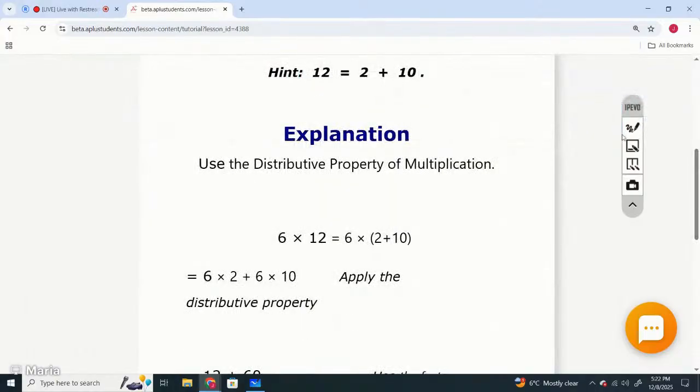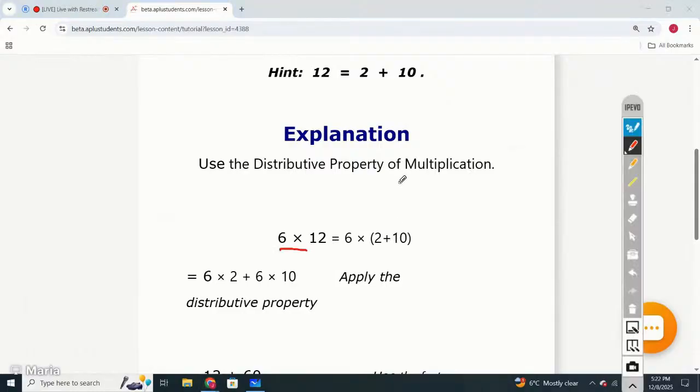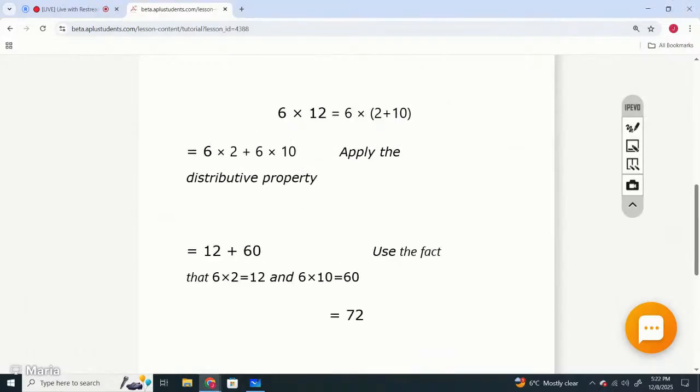So we need to do 6 times 12, right? So we need to write 12 as 2 plus 10. Now apply the distributive property. We have to do 6 times 2, and then plus 6 times 10. So 6 times 2 is 12, and 6 times 10 is 60. So 60 plus 12 equals 72. The correct option is 72.